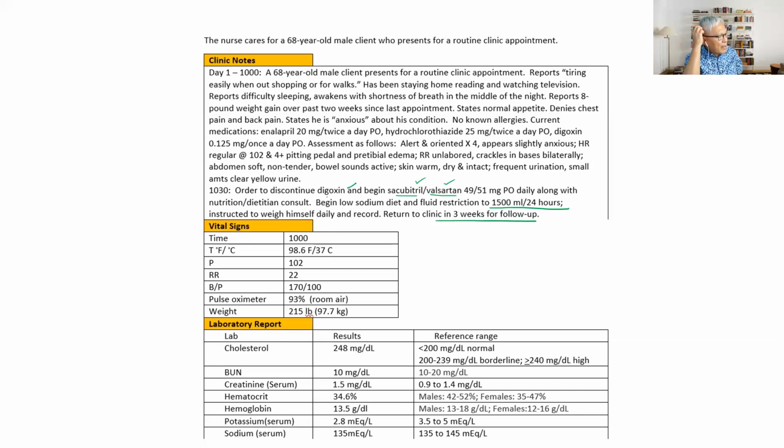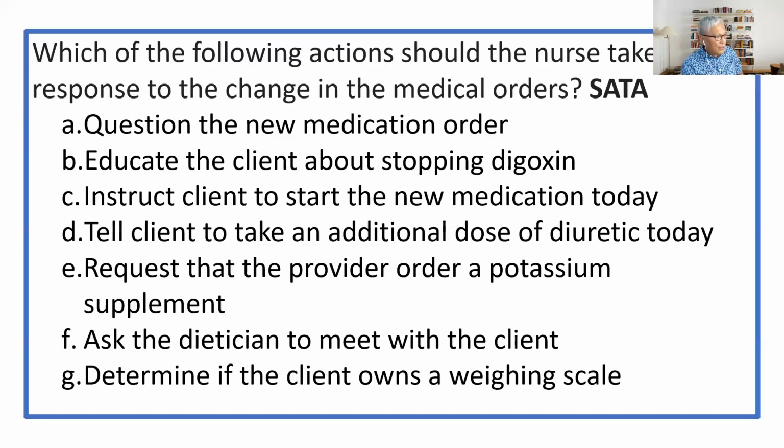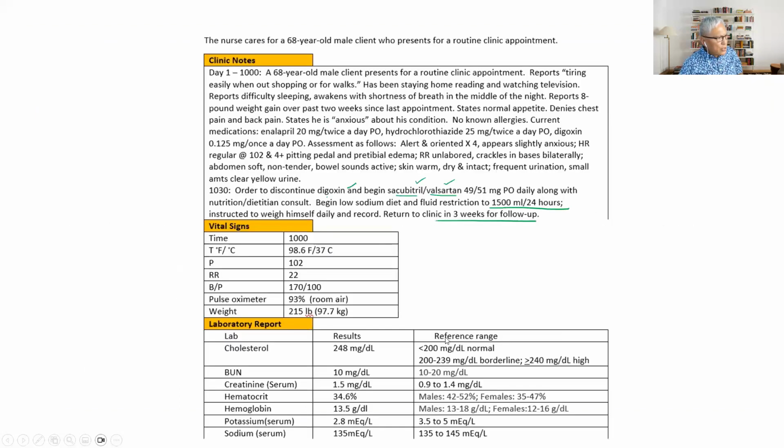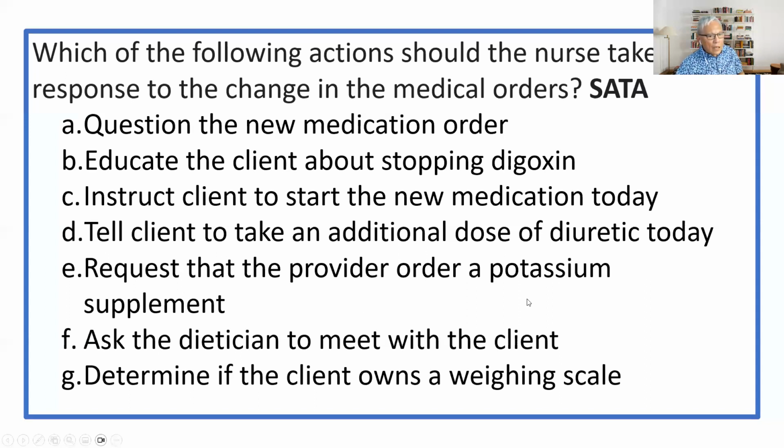Okay, so remember: discontinue digoxin, begin sacubitril and valsartan, dietary consult, low sodium diet, and fluid restriction. Which of the following actions should the nurse take in response to the change in the medical orders? Question the new medication order. The new medication was sacubitril valsartan. Can we do it one at a time? Would you question the new medication order?